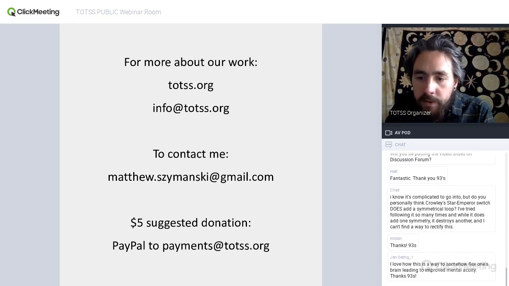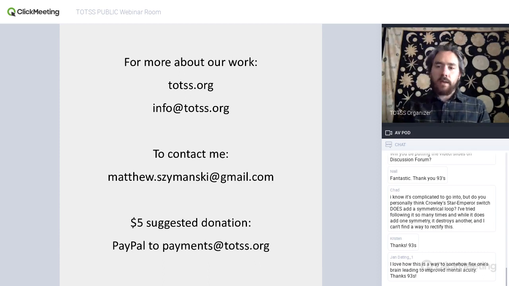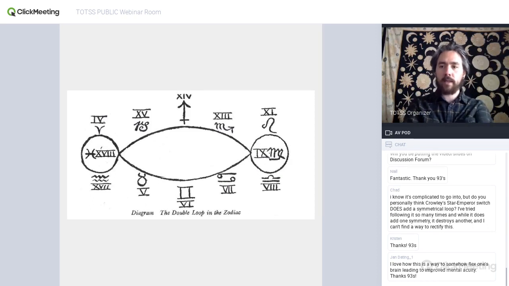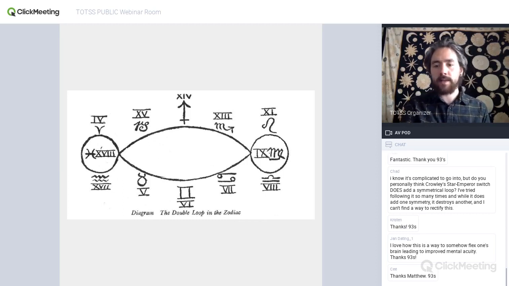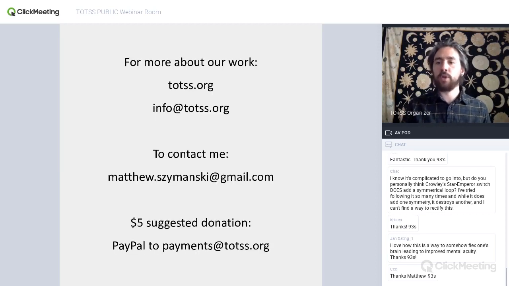Let's see, a couple other questions coming in here. Chaz says, I know it's complicated to go into, but do you personally think Crowley's Star Emperor switch does add a symmetrical loop? I've tried following it so many times, and while it does add one symmetry, it destroys another, and I can't find a way to rectify this. Yeah, there is a symmetry to it. If you look at it in this way here, that's obviously quite a symmetrical image. But again, exactly as you say, there is another symmetry that's no longer there. Crowley certainly found it compelling, and it seemed that way to him. But it's a symmetry of a sort.